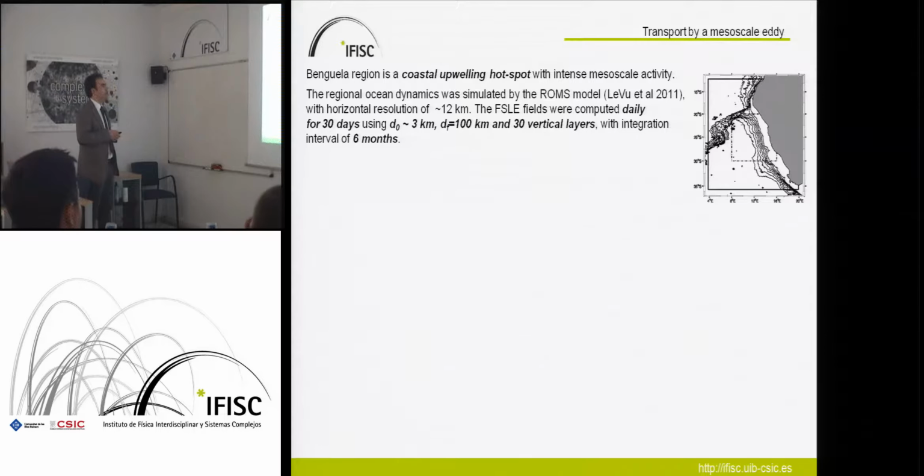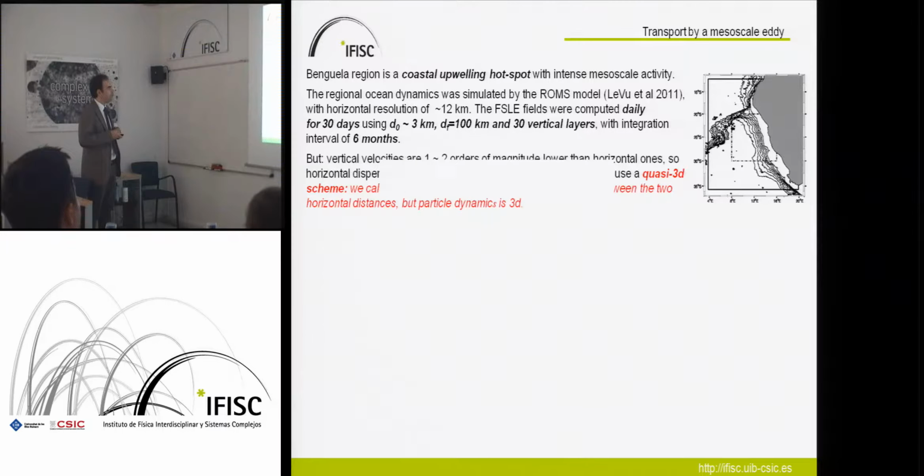So here we used the data that was kindly provided to us by our collaborators in Lagos. This here is from a three-dimensional simulation of the Benguela region done with the ROMS model. It had a resolution of 12 kilometers, and so we computed the 3D FSLE fields. They were computed daily for 30 days, and we have used the initial distance of 3 kilometers, a final distance of 100 kilometers, and also we have computed them on 30 vertical layers with an integration interval of 6 months.